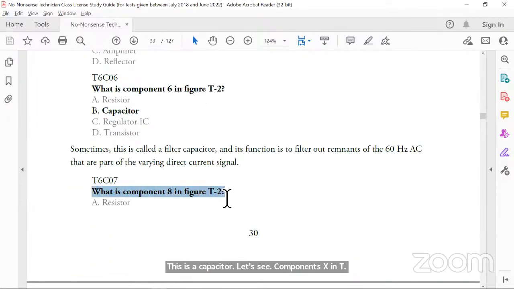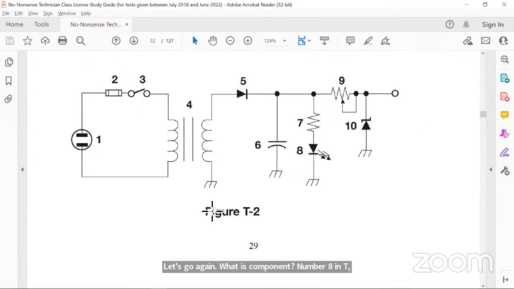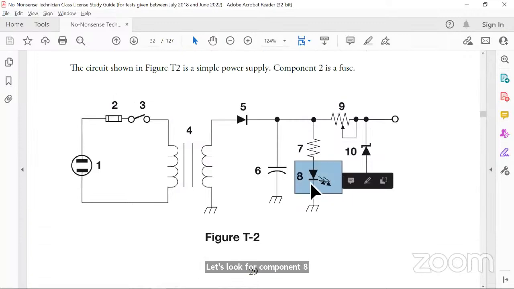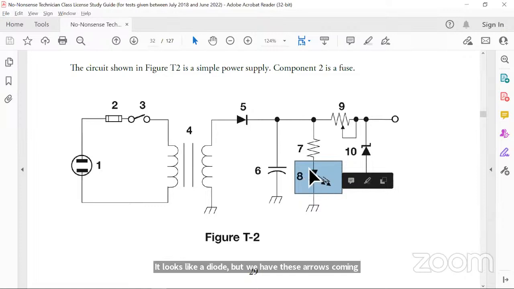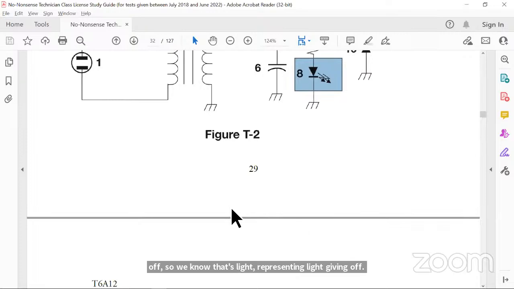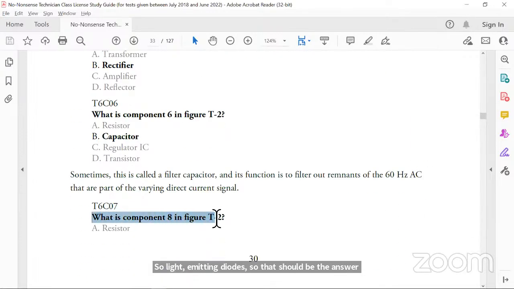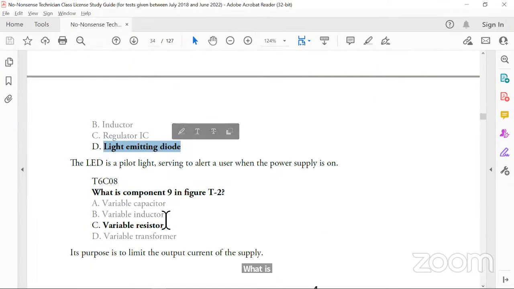Let's go again. What is component number 8 in T2? Let's look for component 8. So here is component 8. What's that symbol? It looks diode-ish, right? It looks like a diode, but we have these arrows coming off. So we know that's light, representing light giving off. It's a light emitting diode. So that should be the answer, an LED, component number 8. What is component number 8? Let's see, correct answer, it's a light emitting diode or LED.